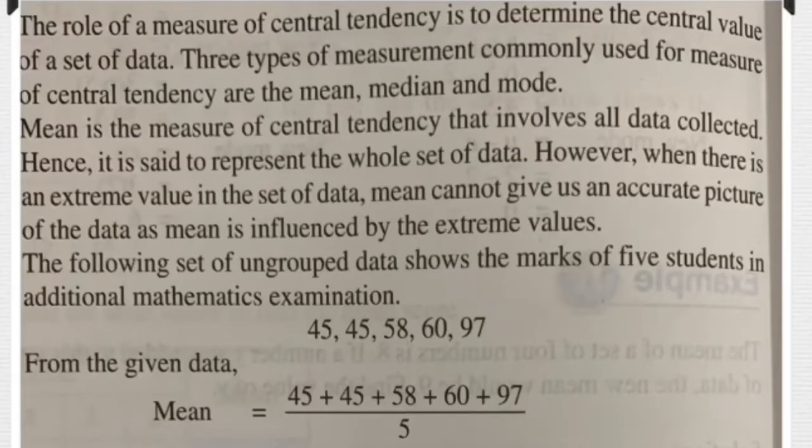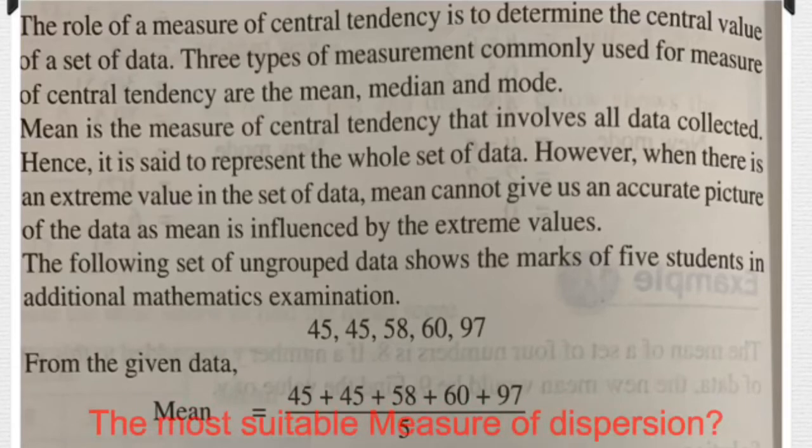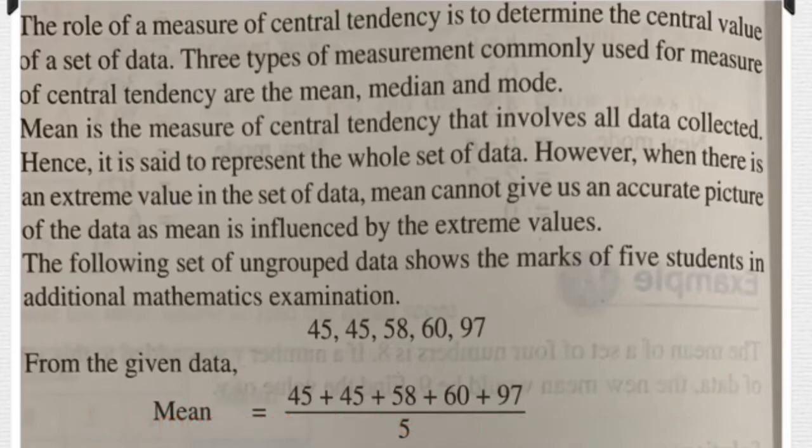Before we answer question 12, we need to understand the concept behind the most suitable measure of central tendency. The role of a measure of central tendency is to determine the central value of a set of data. There are three types commonly used: mean, median, and mode. Mean involves all data collected, hence it is said to represent the whole set of data.